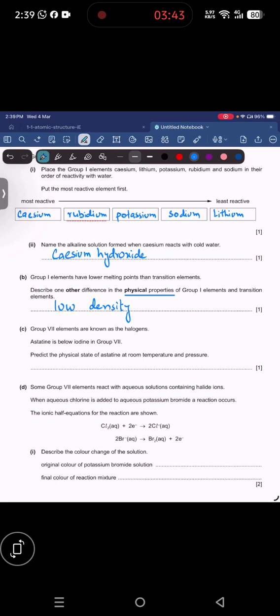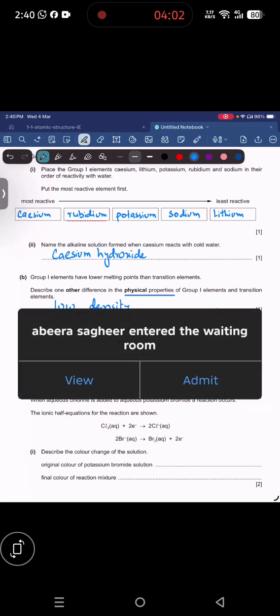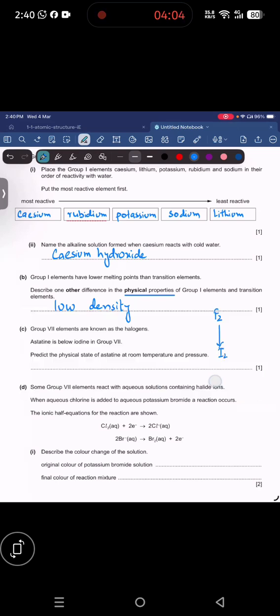Group number 7 elements are known as the halogens. Astatine is below iodine in group number 7. Predict the physical state of astatine at room temperature and pressure. Starting from fluorine till iodine, we have studied the change of state. They start as gaseous, and the last we have a solid. Iodine is a solid at room temperature. So obviously astatine is also a solid at room temperature and pressure.